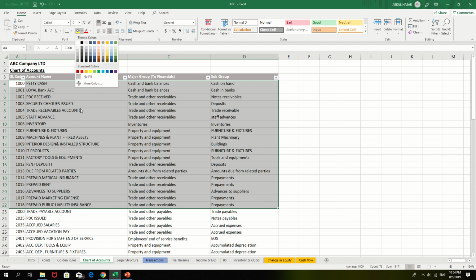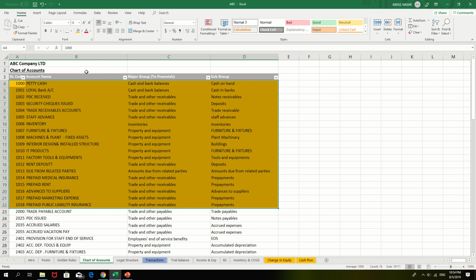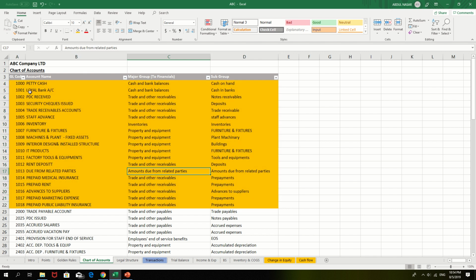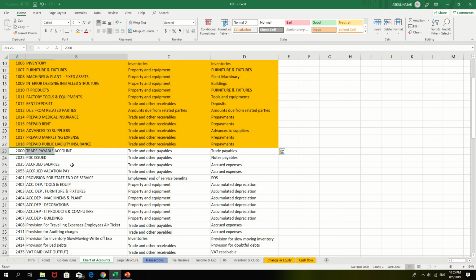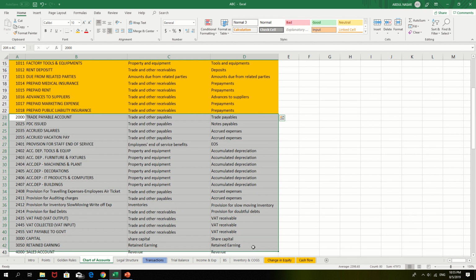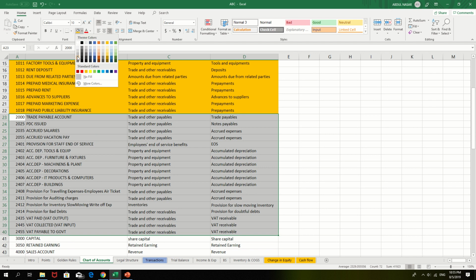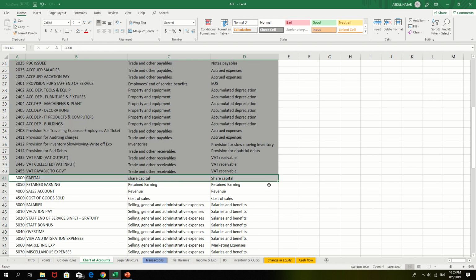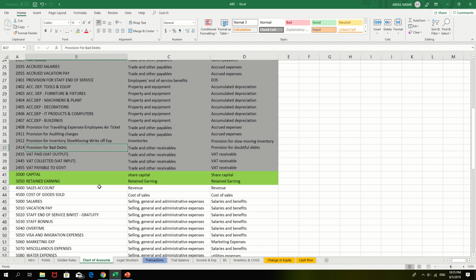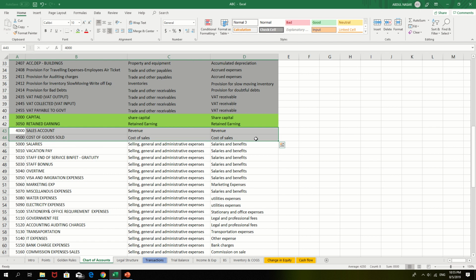These accounts are called asset accounts. Petty cash, bank account, security checks, staff advance, inventory, property, plants and equipment, and prepayments are all asset accounts. The next part covers liabilities. These are all liabilities. The third one is equity, or what we call capital. And the fourth segment is revenue accounts.